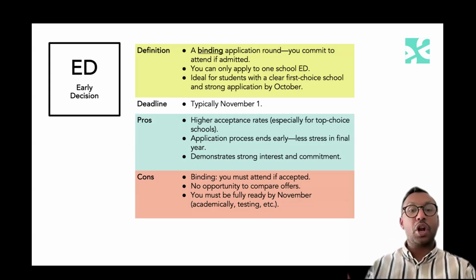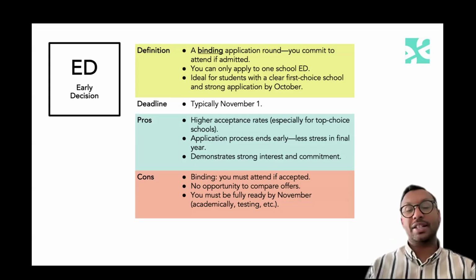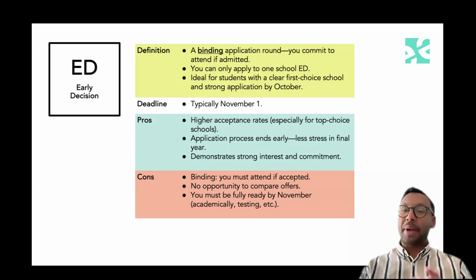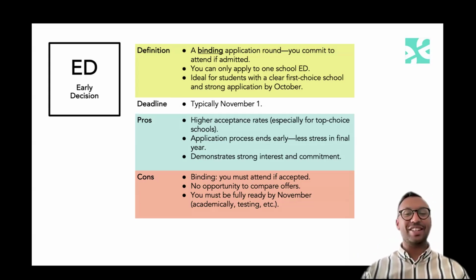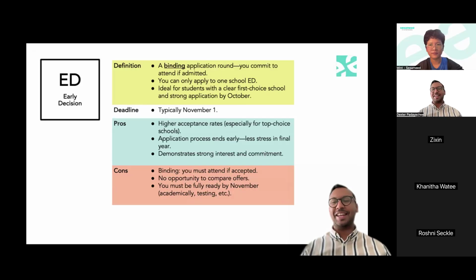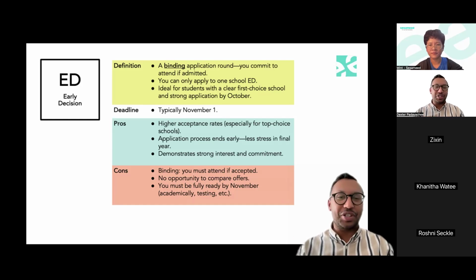In addition to that, you can only apply to one early decision school. And basically, what you're saying to this school is, you are my one and only. I am committing to you fully. If you accept me, I will come without asking any questions, so to say.